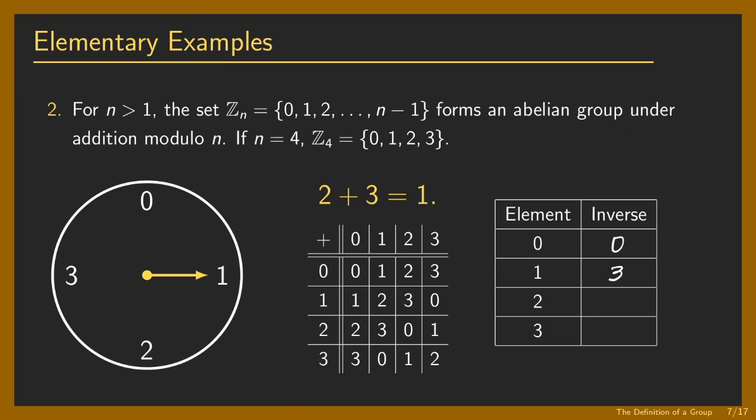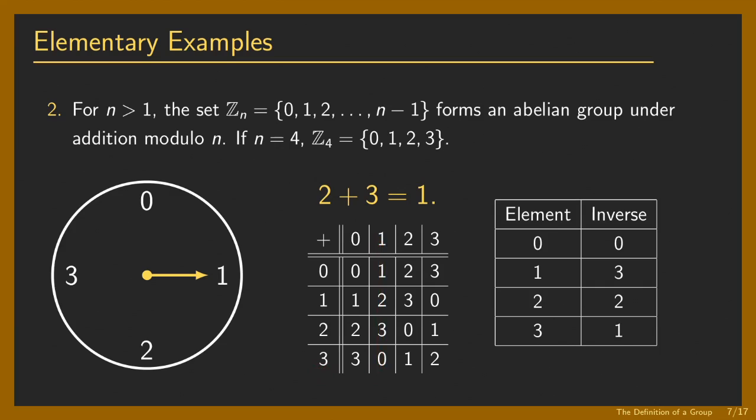So what will be the inverse of 2? What will you add to 2 to get 0? If you look at this row, 0 resulted by adding 2 to 2. Therefore, the inverse of 2 is 2 itself. How about the inverse of 3? Well, what will you add to 3 to get 0? So as you can see, 0 resulted from adding a 1. So the inverse of 3 is 1.